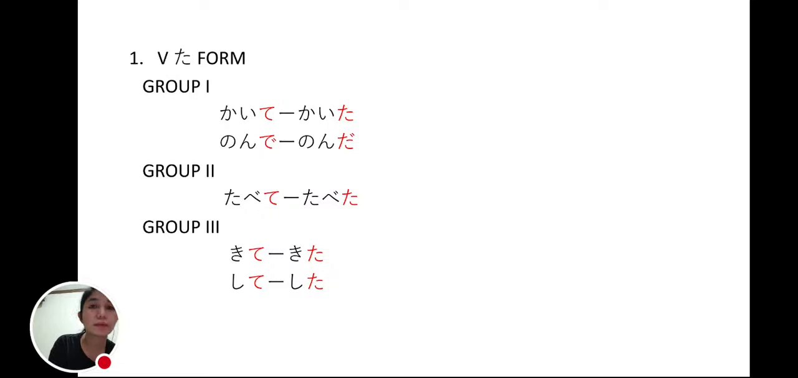Okay, next. So, again, ta form, just change the te into ta. So, group 2, remove the masu and then add ta. Just like with the te. So, tabete will become tabeta. Group 3, so we have only 2. Kite will become kita. And then shite is shita. Yung ta form.